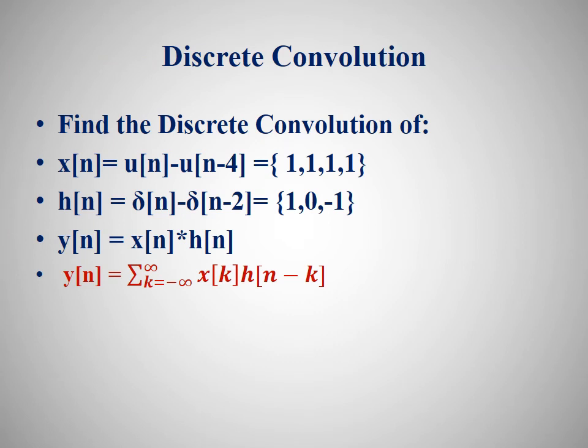One more problem is expressed. Find the discrete convolution of x of n equal to u of n minus u of n minus 4, which is equal to 1, 1, 1, 1. When we solve this, we get 1, 1, 1, 1. Similarly, delta n minus delta n minus 2 would result in 1, 0, minus 1. So let us try to determine what would be the convolution. This is also given in the next video.